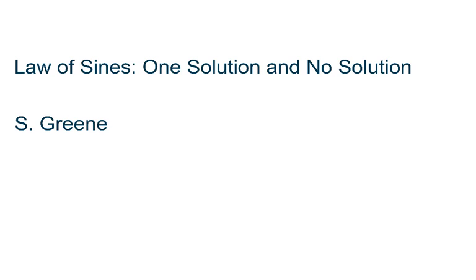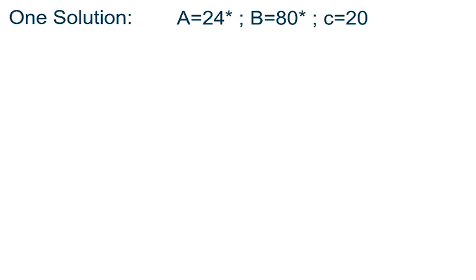This video includes two examples of an application of the law of sines. One example will have one solution, and the other example will have no solution. For the first example that will have one solution, we're given that angle A equals 24 degrees, angle B equals 80 degrees, and side C equals 20.